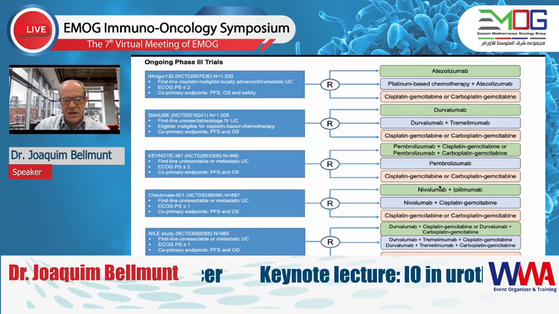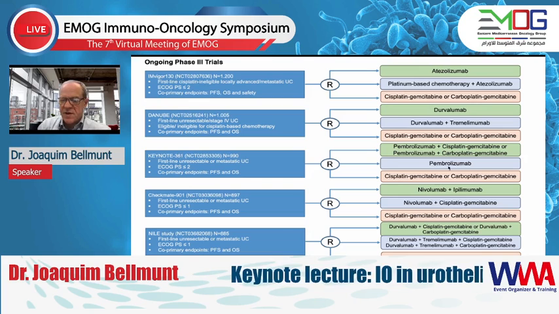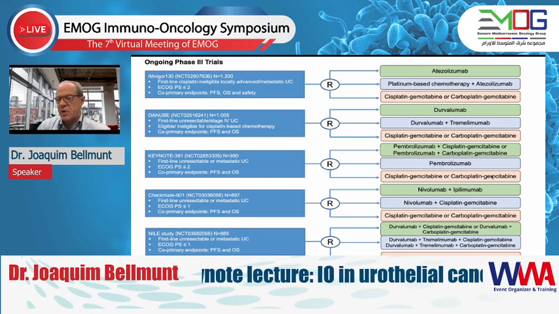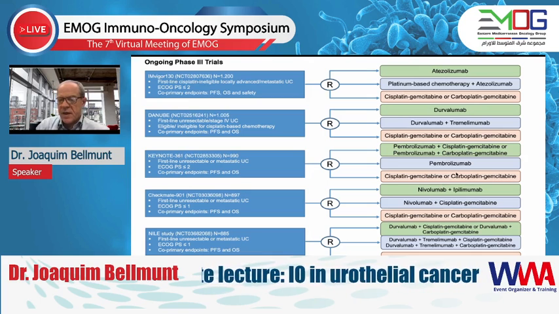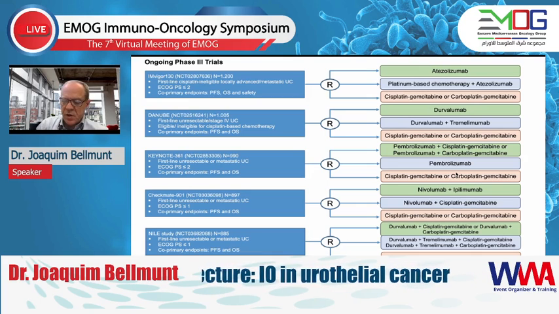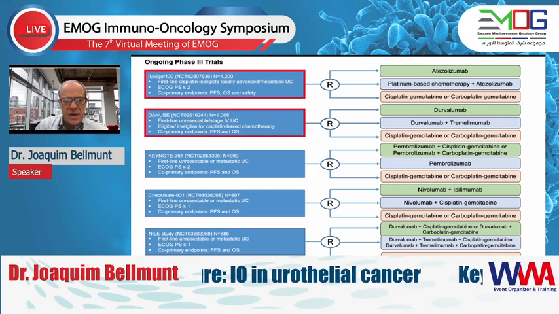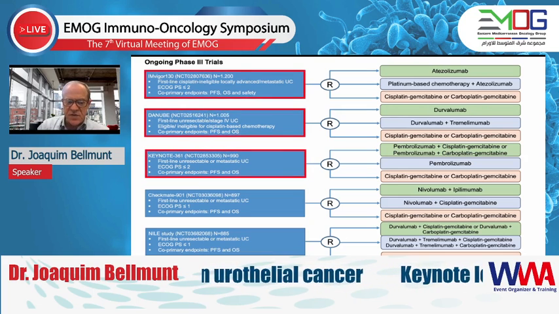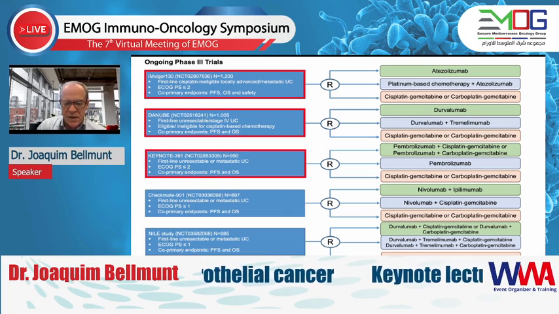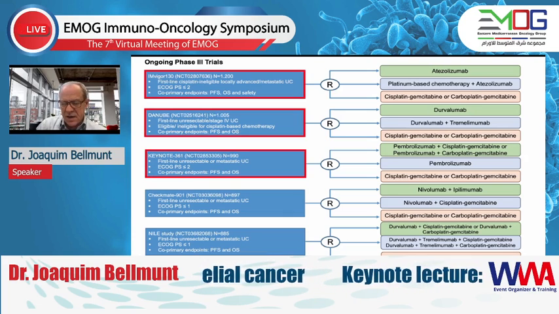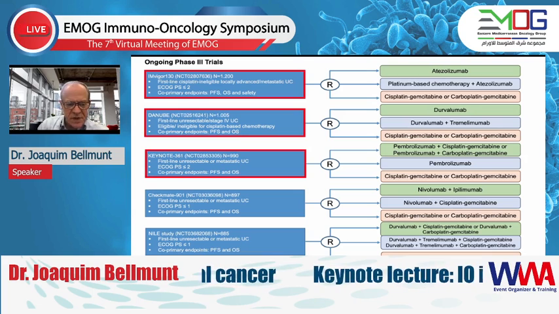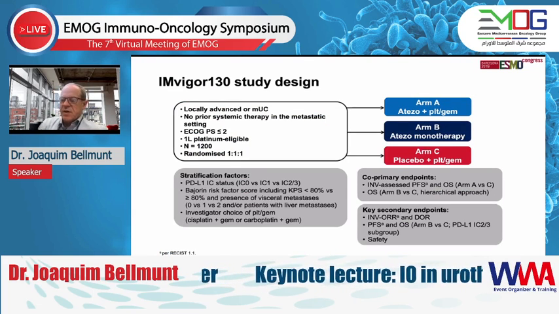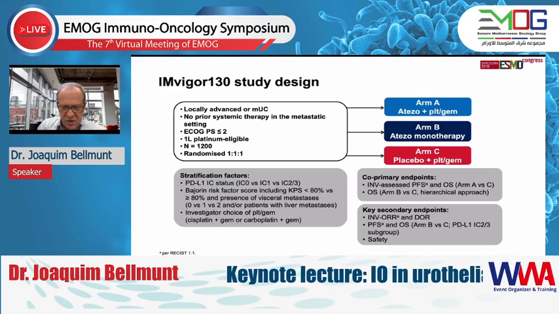Here the IMvigor 130 and Keynote 361 have a similar design; in this case, pembrolizumab is compared to carboplatin-gemcitabine, or to pembrolizumab alone. So we now have results for the first three trials. We are still waiting for the results of CheckMate 901 and the NILE study, which are still close to completing accrual. These results were initially presented at ESMO and then published in Lancet Oncology.